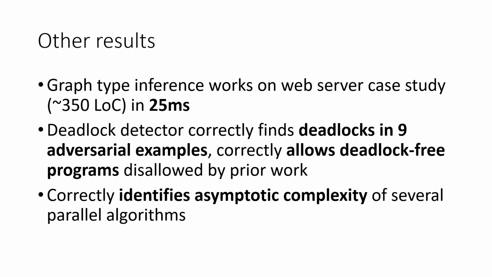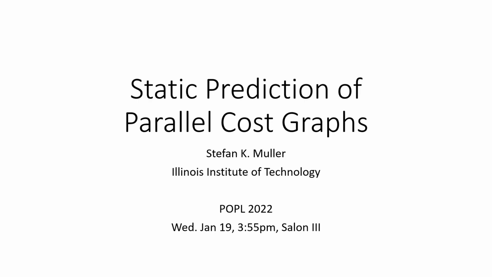The implementation of graph type inference scales well enough that it can be included in compilation. The proof of concept static analyses also show promising results. The deadlock detector correctly finds deadlocks in several complex examples, and correctly identifies others as deadlock-free, including a deadlock-free program that would not be recognized as safe by prior work on deadlock detection. The implementation also correctly identifies the asymptotic complexity of several parallel algorithms.